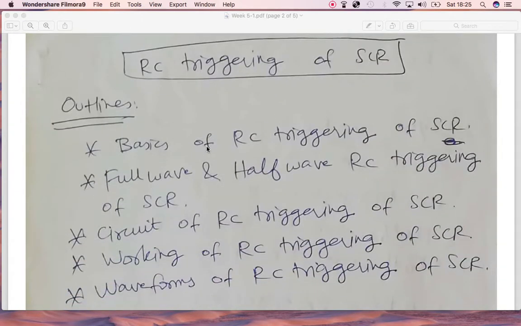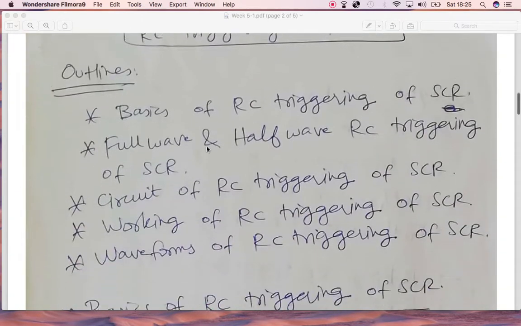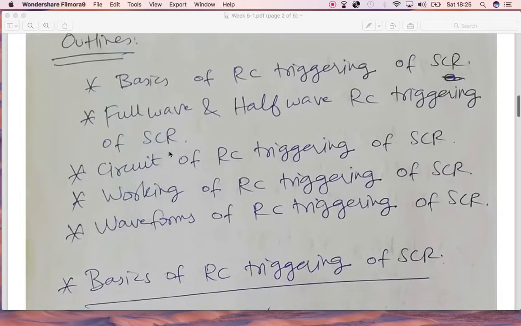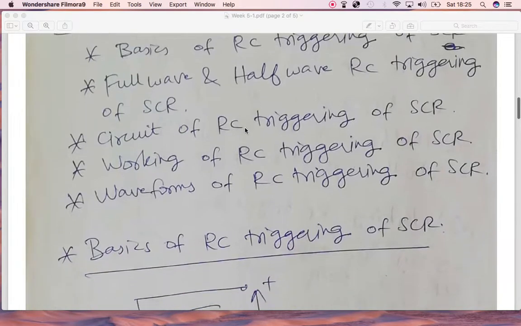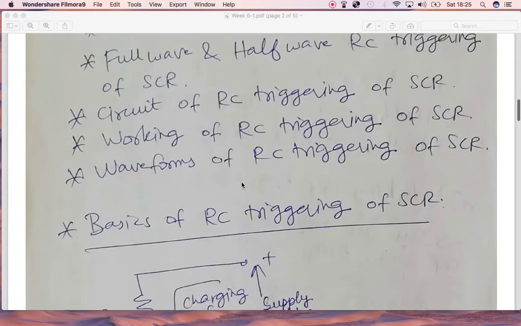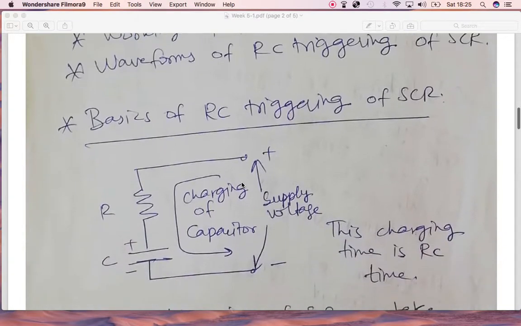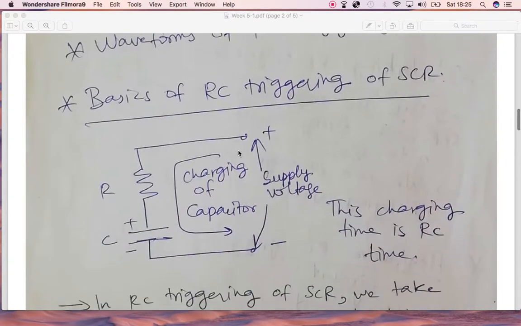Now we will be discussing another triggering method of SCR, and for that there are different outlines. First I will discuss the basics of RC triggering of SCR, then the two categories of RC triggering of SCR, and then I will discuss their circuits, their working and their waveforms, as discussed in the previous case for the R triggering of SCR. So first I will discuss the basics, which are the basis for understanding the RC triggering of SCR.